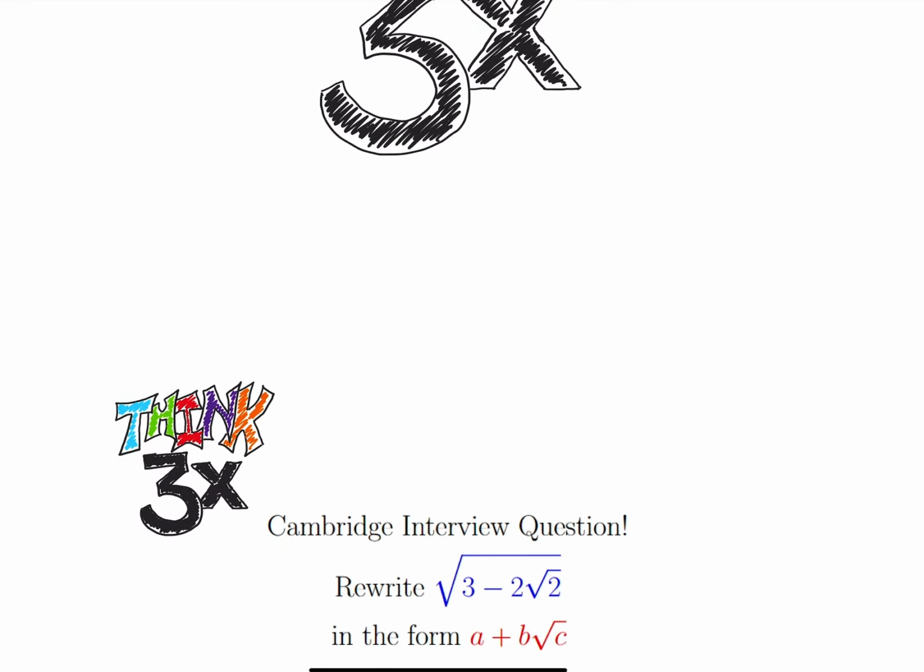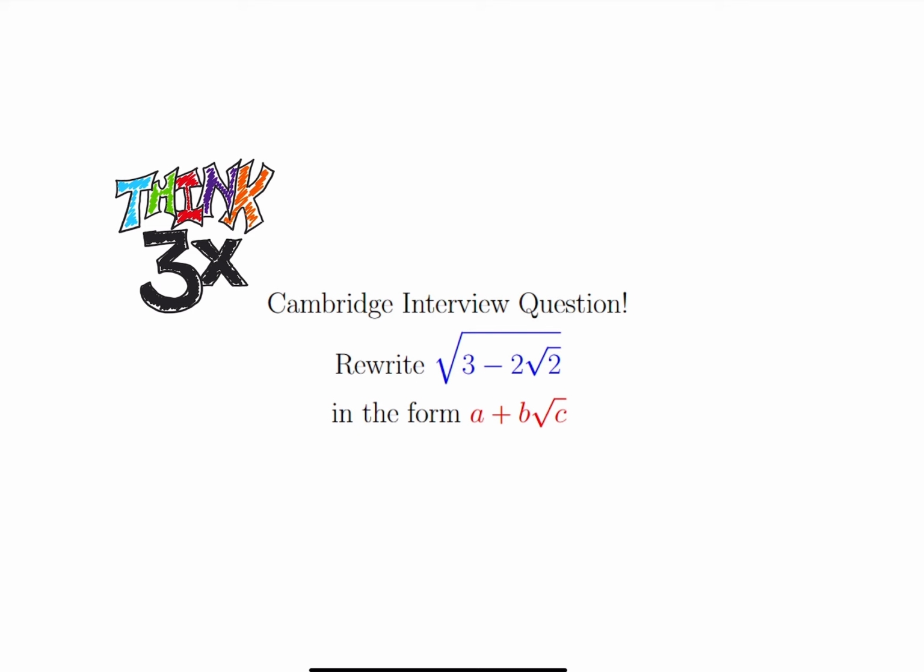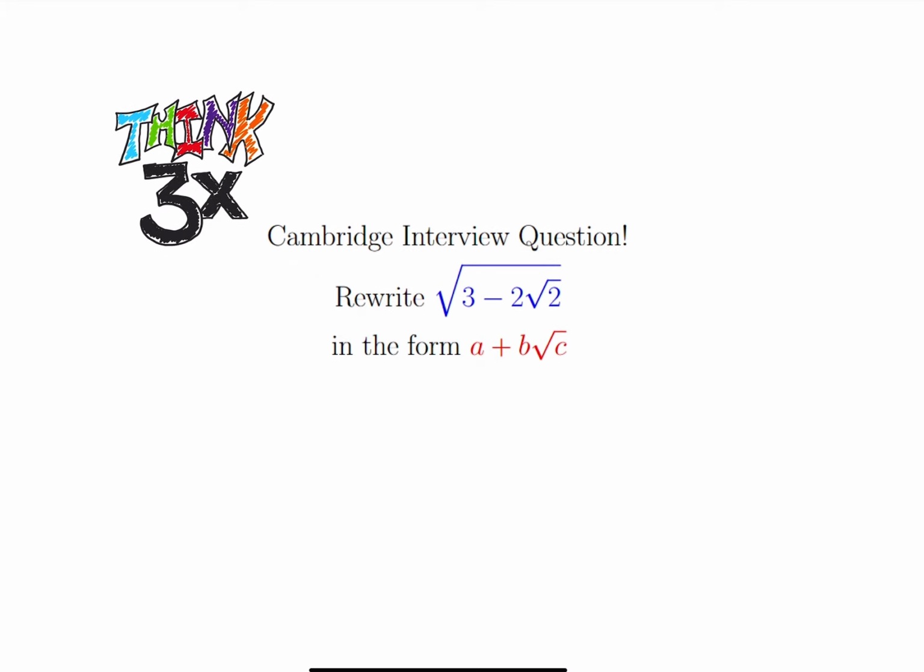Today we're going to be solving a fun little problem. It was a Cambridge interview question, and we're tasked to rewrite the square root of 3 minus 2 square root of 2 in the form a plus b square root of c. So let's go ahead and think through this a little bit.